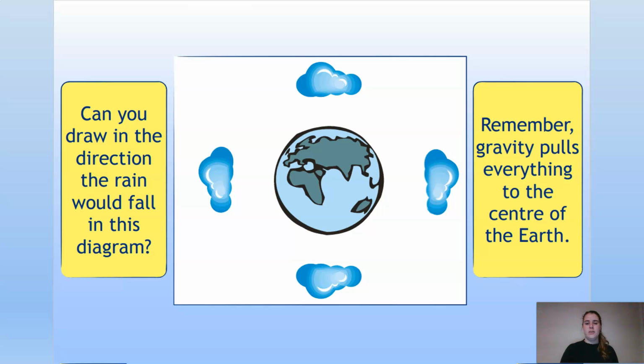So what I want you to see if you can do is draw the arrows. These are rain clouds, and I'm going to make them rain. I want you to see if you can draw in the direction of the rainfall and where it would fall on this diagram. So think about what happens with gravity and everything pulling to the centre of the Earth. Can you draw lines coming from these clouds to show where the rainfall would go?